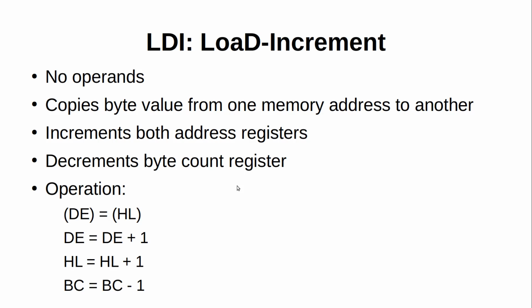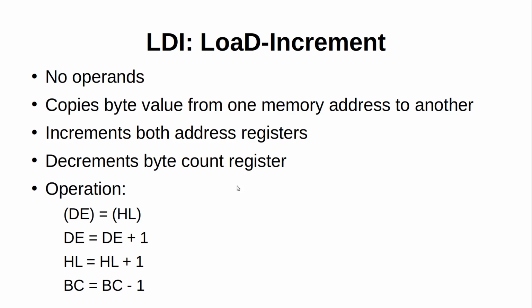It copies a byte from the address in HL to the address in DE. Then it increments both DE and HL so that they will point to the next addresses. It also decrements BC, which you could use as a loop index that's preloaded with the number of bytes to copy. Then you could just keep executing LDI and then checking BC to get down to 0.